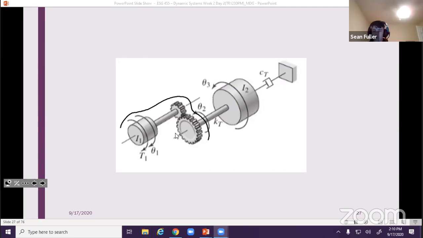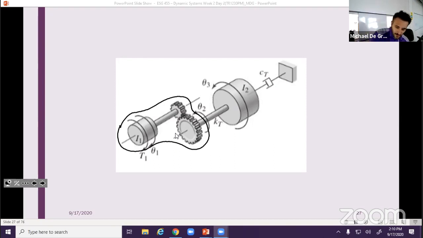we're going to lump all of this together. And why do we want to lump all of that together? Because we know the punchline of this portion of the system. What is the punchline? The punchline is that I know the gear ratio.